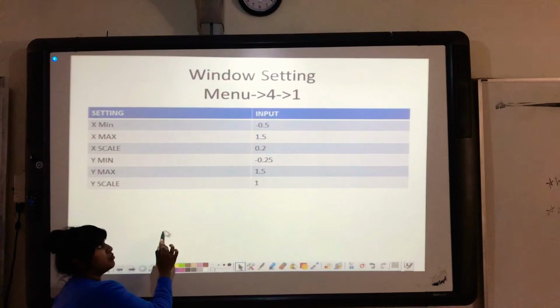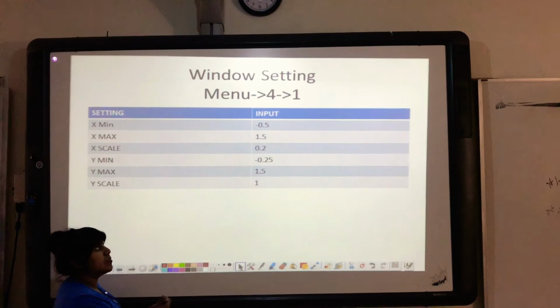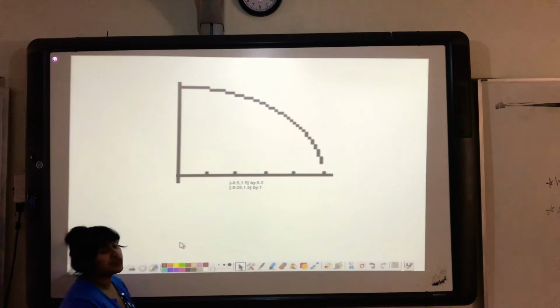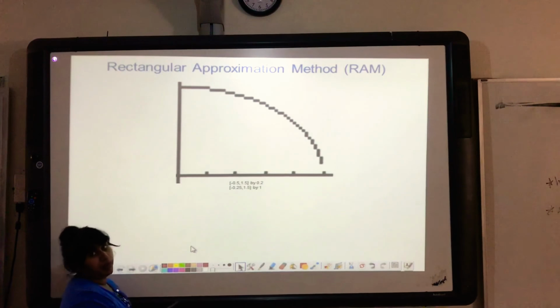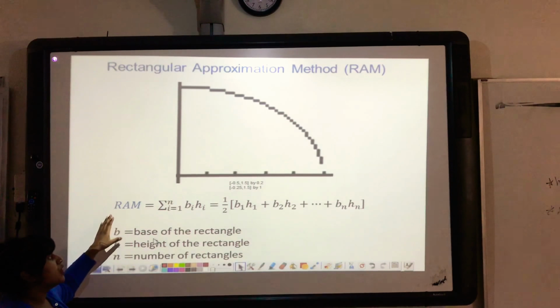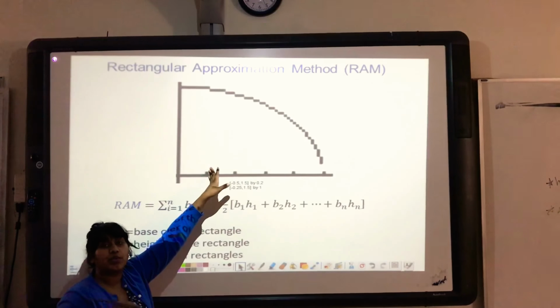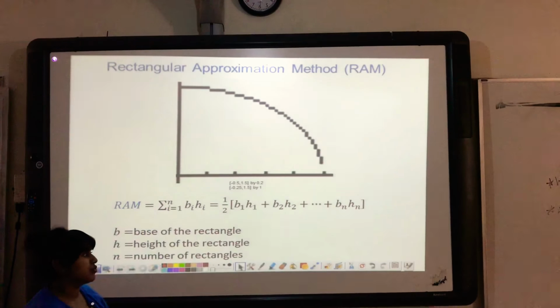So we're going to go ahead and zoom that in. I gave you your window settings here if you're using the TI Inspire to follow along. Otherwise, there it is, your zoomed in version. And what we're going to do is use our rectangular approximation method. All this means is we are going to imagine that there are rectangles that we are creating, and we're going to take the area of each of those rectangles.